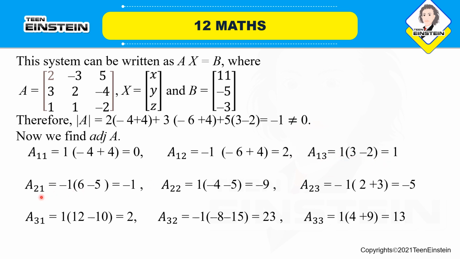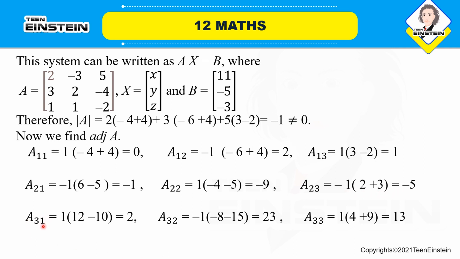Cofactor of small a21 is capital A21. For this position we have the negative sign. So minus 1 into 6 minus 5, which is minus 1. Cofactor of small a22 is capital A22. For this position we have the positive sign. So plus 1 into minus 4 minus 5, which is minus 9. Cofactor of small a23 is capital A23. For this position we have the negative sign. So minus 1 into 2 plus 3, which is minus 5.